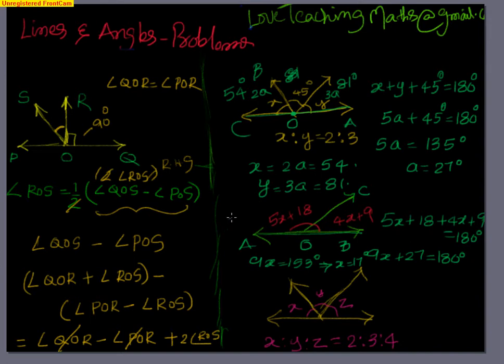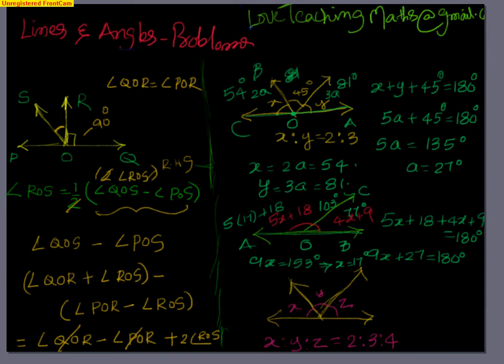153 divided by 9, so x is equal to 17 degrees. By substituting here, 5 into 17 plus 18, this becomes 103 degrees. You can check it. Similarly, this becomes 77 degrees. I don't need to calculate it because both of them together should be 180 degrees. That's about it. And the last problem.